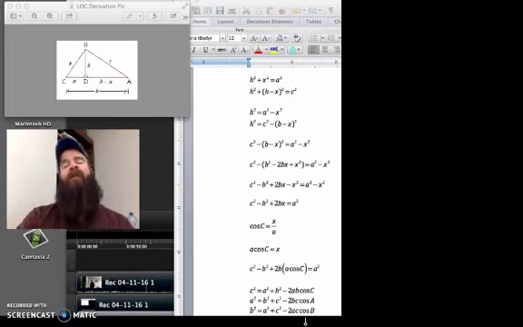So if you just remember that when you're using the law of cosines, you base it off the angle that you're working with, and then the side opposite that goes on the opposite side of the equation, and you fill in all the rest of the stuff in the formula with the other two sides, you'll be good to go. And that's the derivation of the law of cosines.